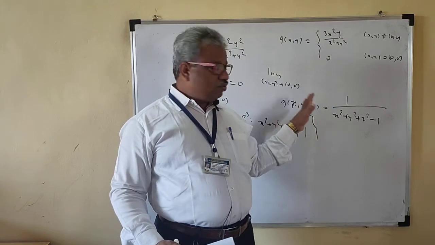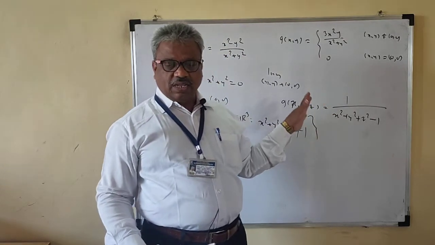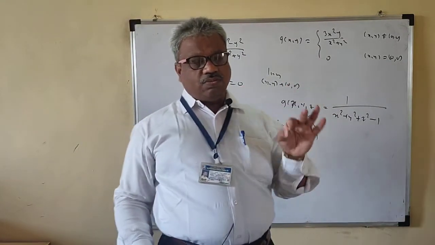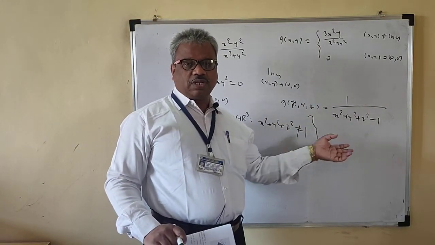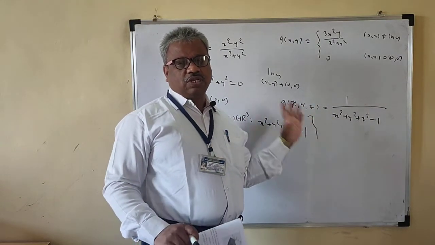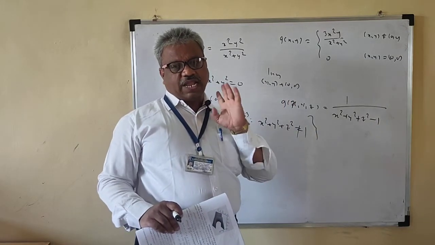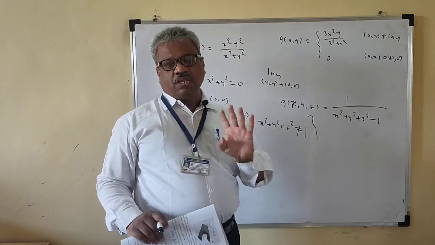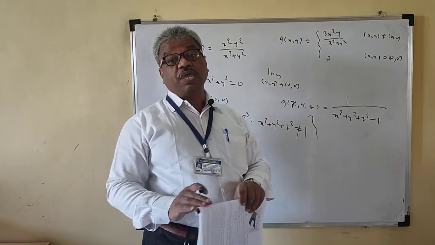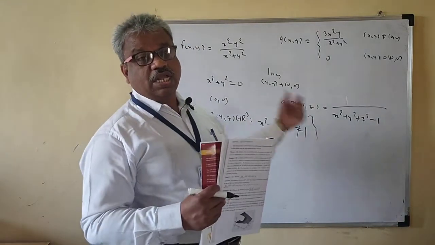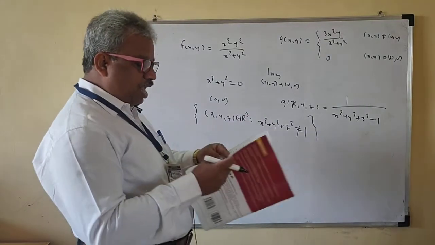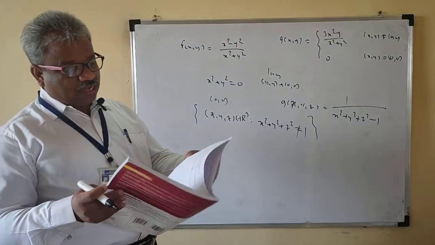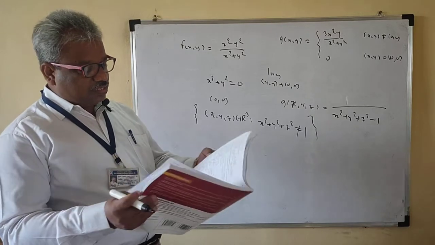So if you have such a type of function with a denominator, try to look at the denominator. Your concentration should be on the denominator. Find out the x and y so that your denominator is 0, and for those zeros of the denominator, your function will not be continuous. That is the discontinuity of the function. I hope you understand this one, so try to see the exercise.